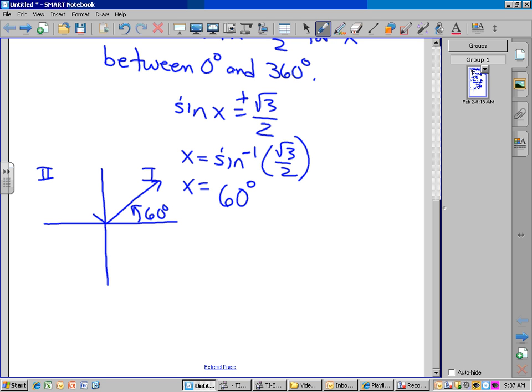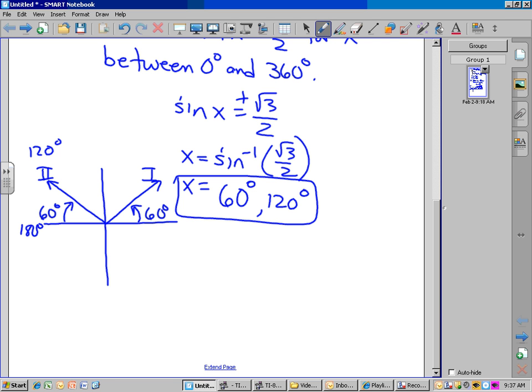The second is going to be the same distance away from the x-axis. So what angle would that be? What's 60 away from 180? 120. So that's your second solution. So 60 and 120. Those are the two angles that would give you the right answer between 0 and 360.